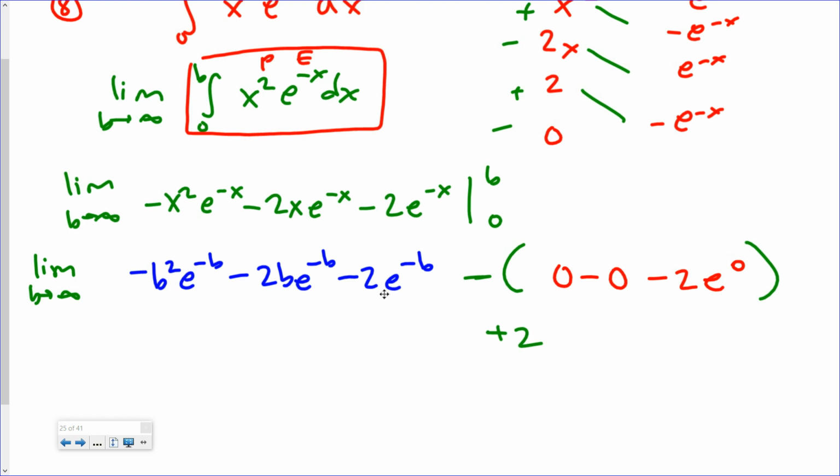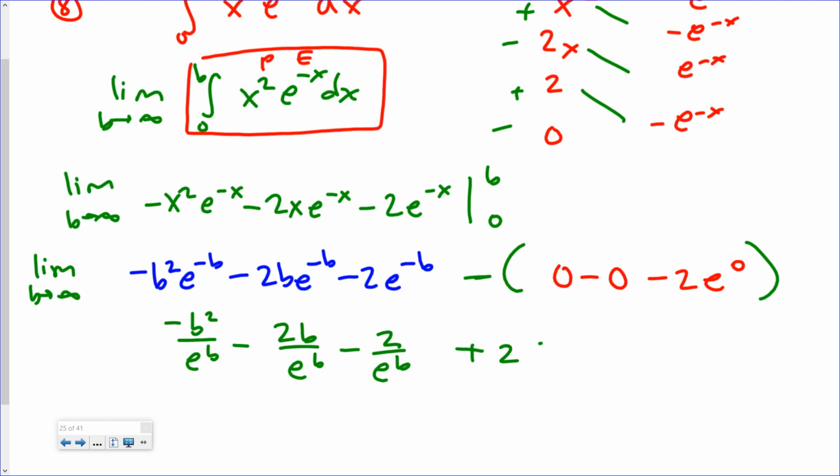On this side, it's a little bit more tricky. So what I'm going to do is move this e to the b to the bottom because I think it's going to make it a little bit easier. This will be negative b squared over e to the b minus 2b over e to the b minus 2 over e to the b, plus 2. And this will be the limit as b goes to infinity. Guys, what happens to this as b goes to infinity? 0, because that's a Trump rule. You guys see the Trump rule?